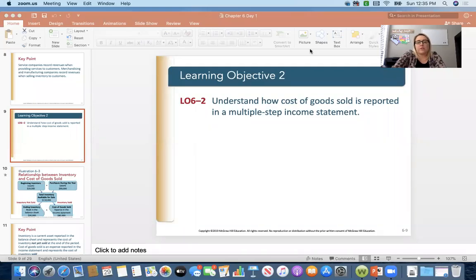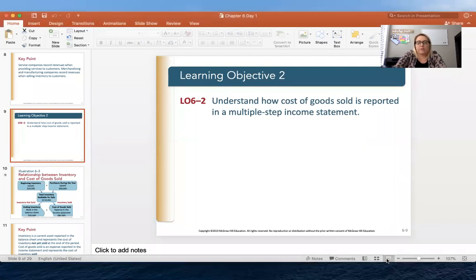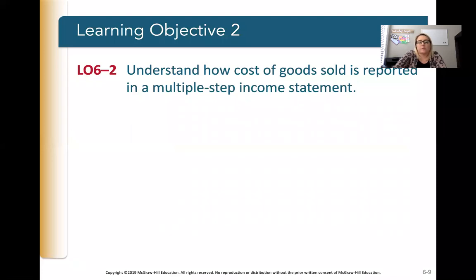Today we'll be covering Learning Objective 2 from Chapter 6. Learning Objective 2. Understand how cost of goods sold is reported on what is called a multi-step income statement.